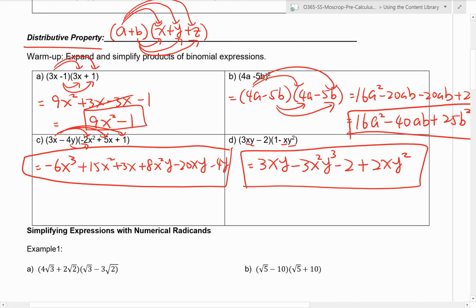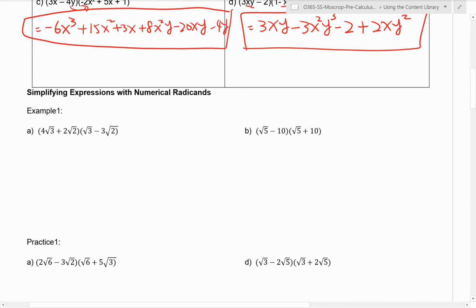Now, we're going to do something similar, except that we are now going to do it with radicals. So first of all, we're going to do it with numerical radicands. Here is again a binomial times a binomial, but with radicals. We are going to multiply, but the way to do it is exactly the same. You just multiply, distribute.